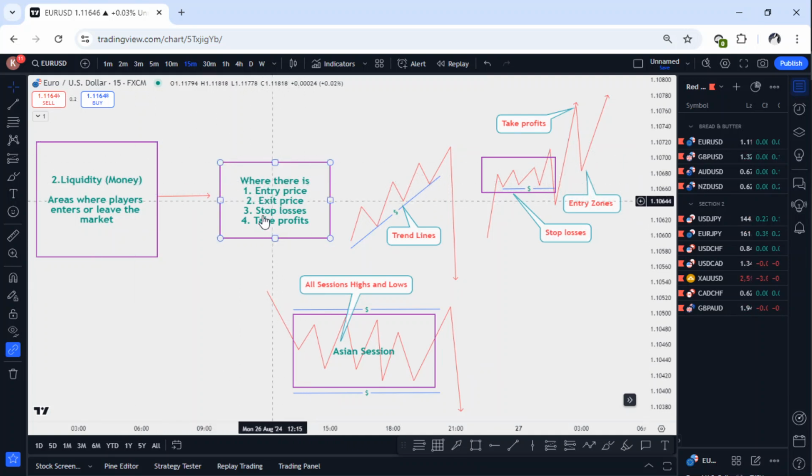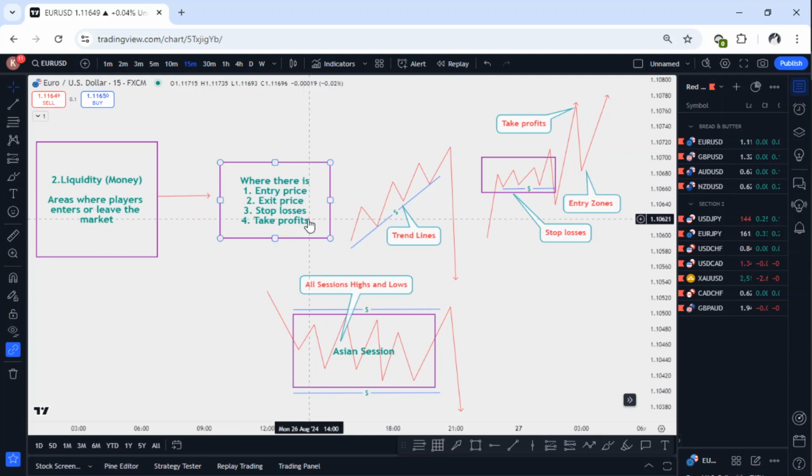The areas include, number one, entry prices, where people enter their orders, where people exit their orders, where stop losses are, and where take profits are. Those areas you will see a reaction taking place, either the market reversing or the market expanding from that particular point. We call it displacement in SMC.